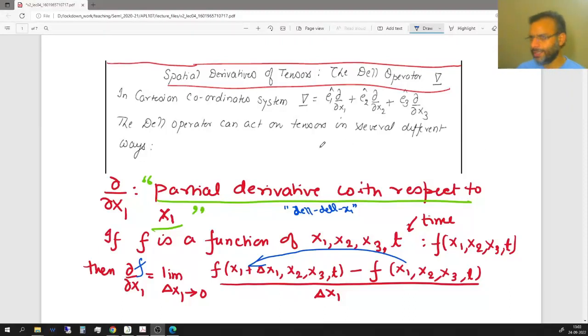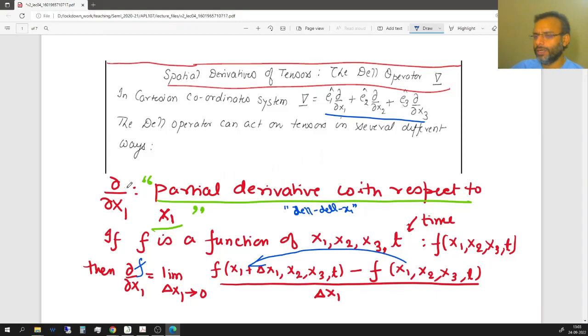The topic for today's lecture is spatial derivative of tensors, the del operator. In Cartesian coordinate system, we define a vector operator, or you can call it a tensor operator, which is written here: e1 del x1 plus e2 del x2 plus e3 del x3. What I am calling del x1, del x2 and del x3 are actually the partial derivatives, with respect to x1, x2 or x3, of whatever function on which this operator will act.